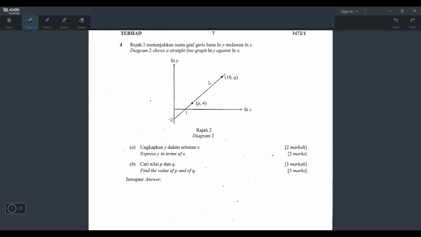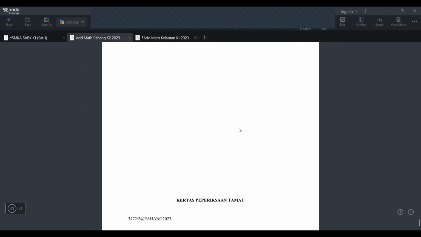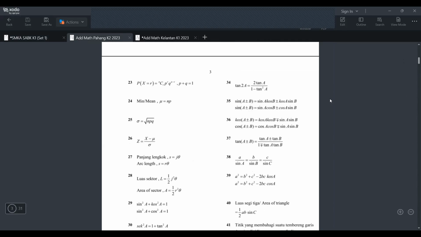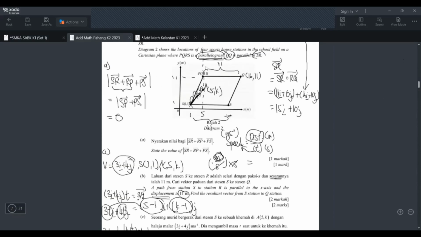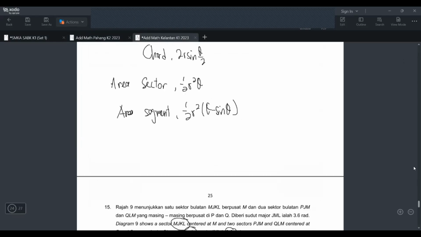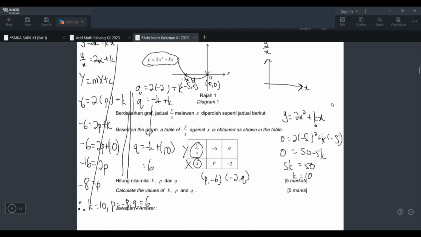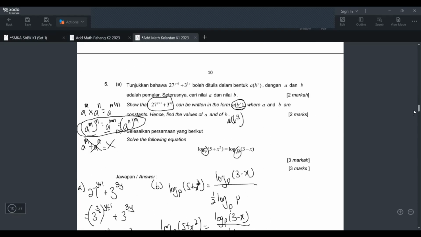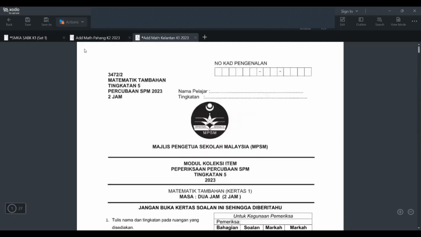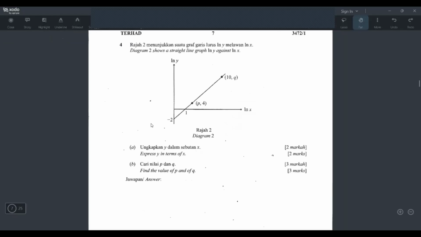Diagram 2 shows a straight line graph ln y against ln x. This question is very similar to one question that I did before. I forget which question. Is it the Pahang paper or the Kelantan paper? I remember I did this question before, but I don't remember which state paper. I don't think I can find it. Maybe it's the SBP paper or the Sabah paper. I don't remember, but it's very similar to this one, so never mind, I'll just do it here.